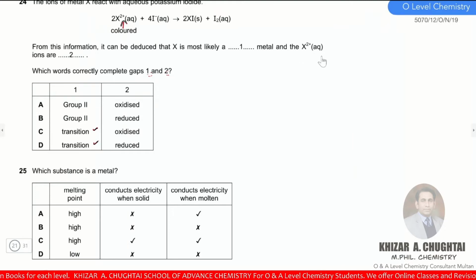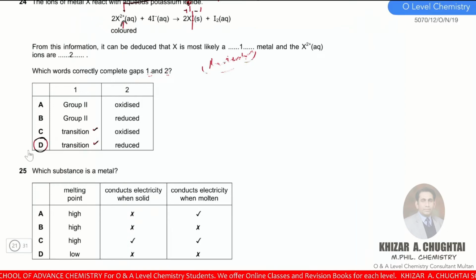And the second one, X2+ aqueous ions are reduced. You can see that in this case, here is -1, here is +1. So it is changing from +2 to +1. So this is a sort of reduction. In this case, D is the correct option.